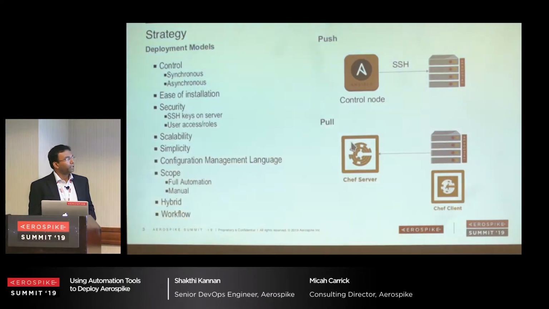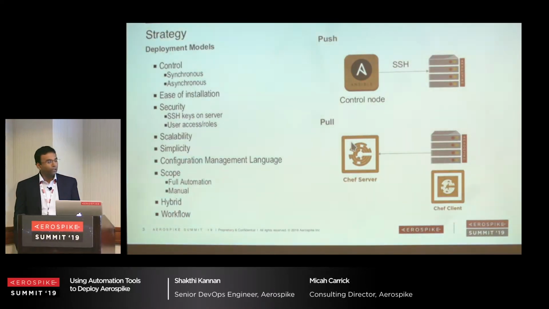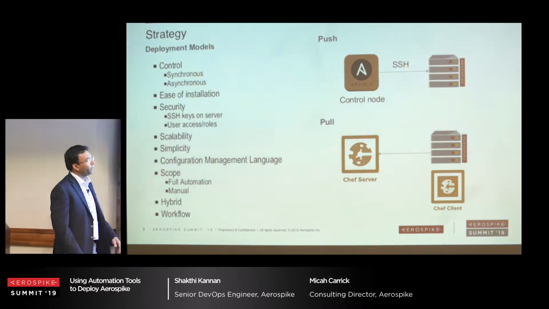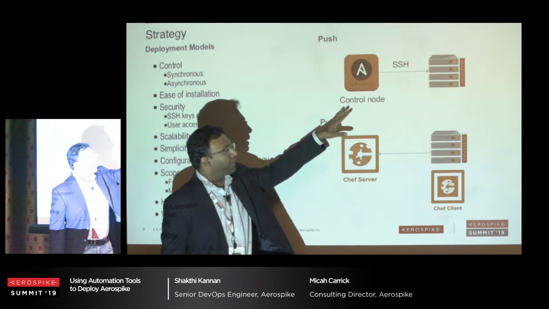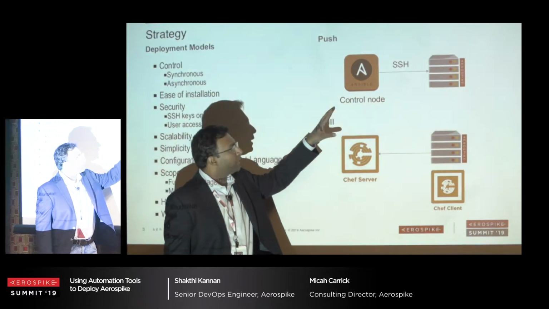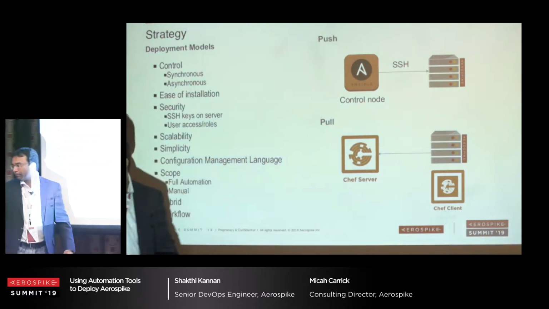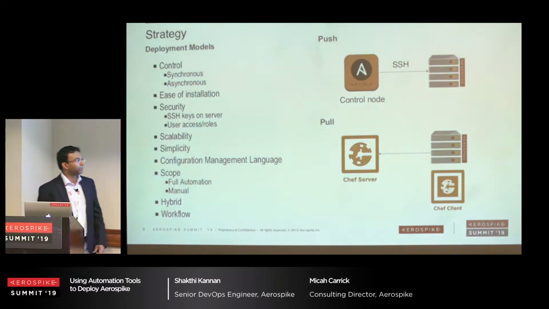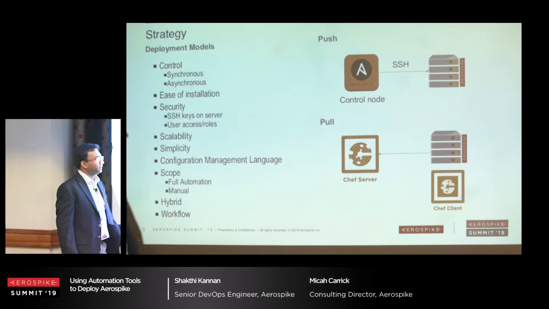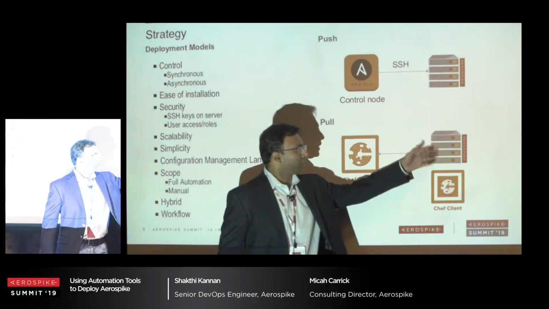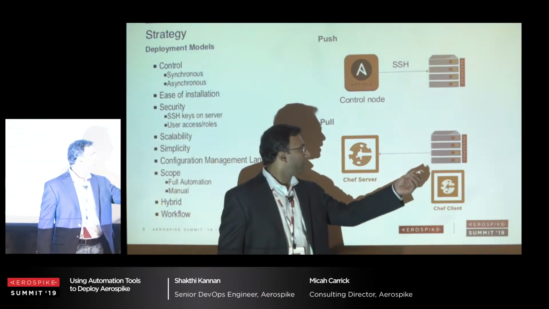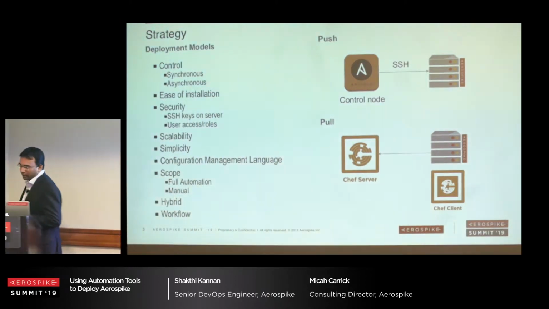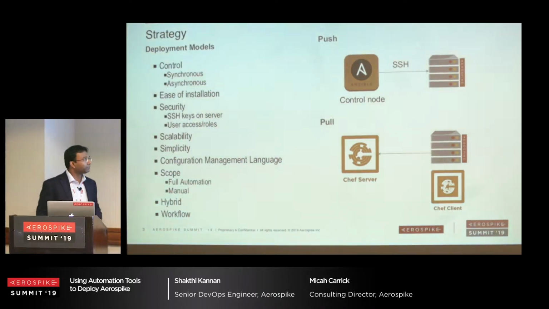Fundamentally, there are two models that are available. One is the push-based technique, where you have a control node or a bastion host from which you can deploy and configure your Aerospike server. The second approach is a pull-based approach where you have a client, like Chef for example, which runs on the Aerospike database server, and it pulls the required state that you want to be in from a Chef master server.